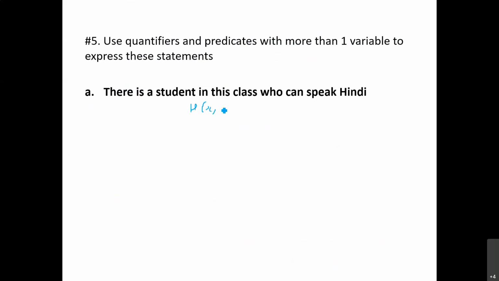So for example, H of x,y: x speaks language y. So you have to specify that x is a student, y is a person. You have to ask yourself, what's my domain? Do I have to specify that this student is in my class? You do if we're working with all people. Let S(x,y) mean person x can speak language y. Our predicate is there exists x, S of x, Hindi. So here they're probably assuming that x is a student.